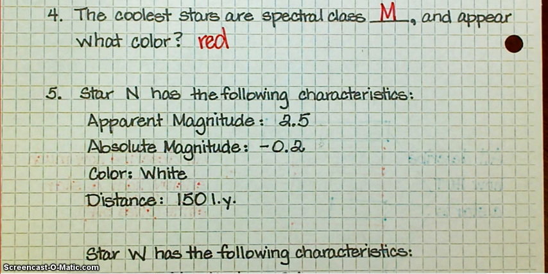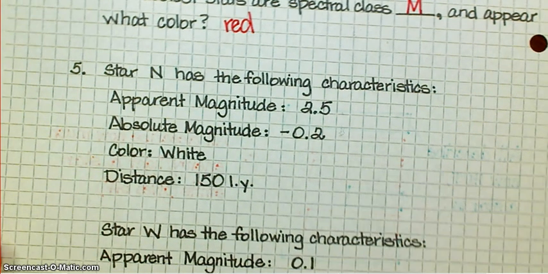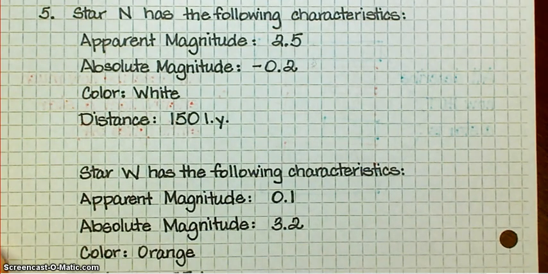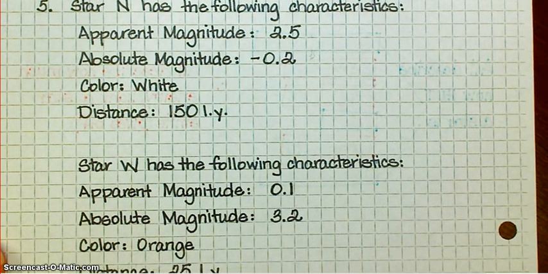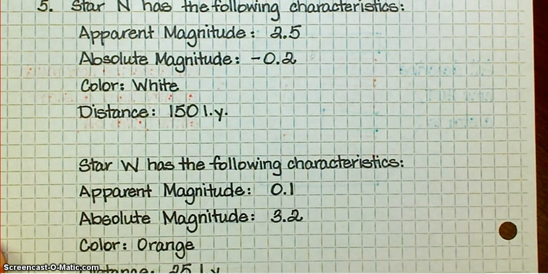Okay, next we're going to look at star N and star W. Try to get all of this in here. Star N has the following characteristics. Its apparent magnitude is 2.5, absolute magnitude is negative 0.2, its color is white, distance 150 light years.